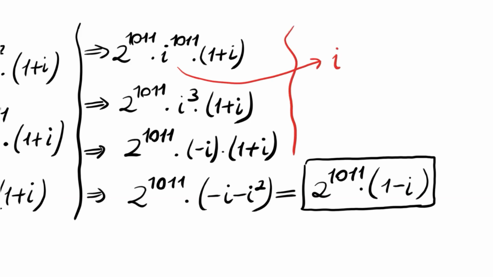i to the power of 1011 is equal to i cubed, since we have said the integer powers of i repeat itself at 4. So if we divide this 1011 by 4, we will have remainder 3. So this is equal to i cubed, and i cubed is equal to negative i, as we said before.